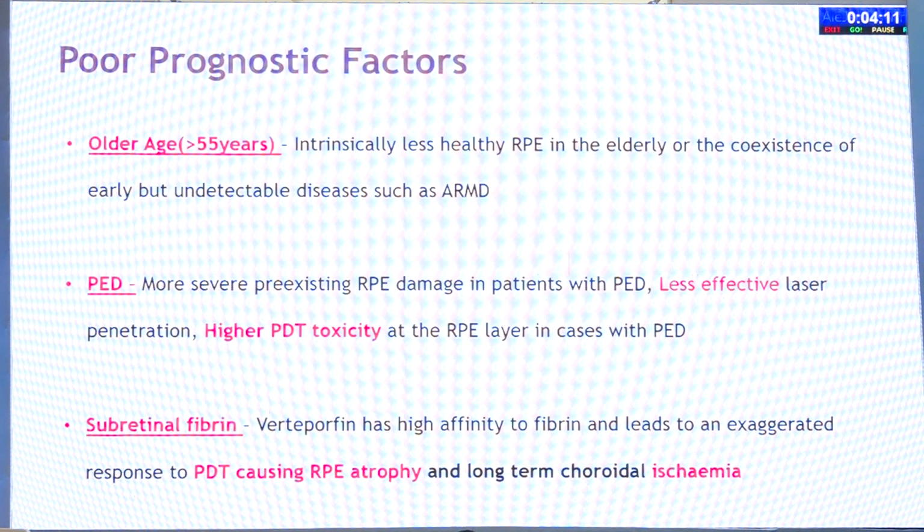The poor prognostic indicators would be older age group, presence of subfoveal PED and subfoveal fibrin, because of the higher PDT toxicity, leading to choriocapillary ischemia and RPE atrophy.